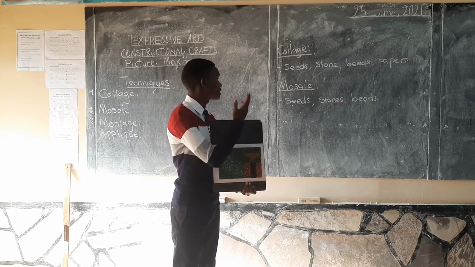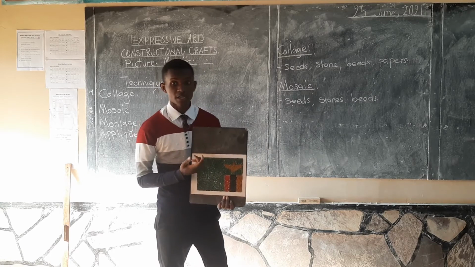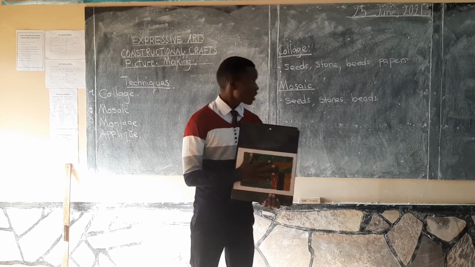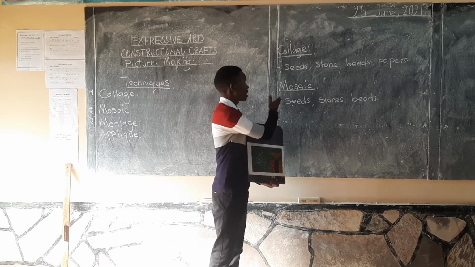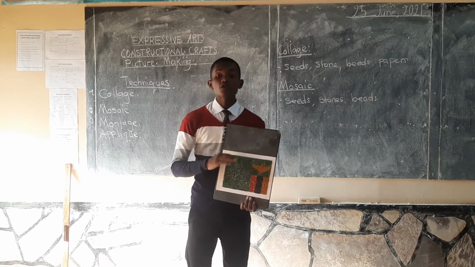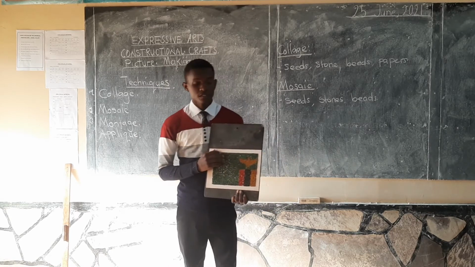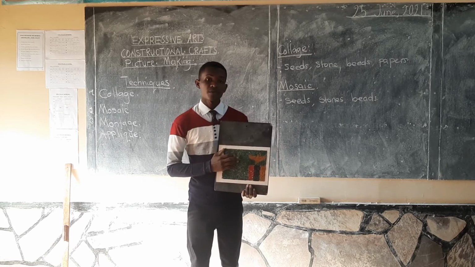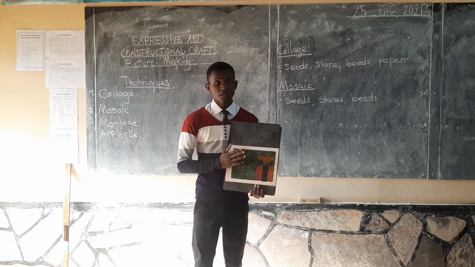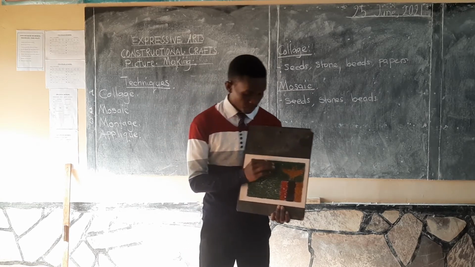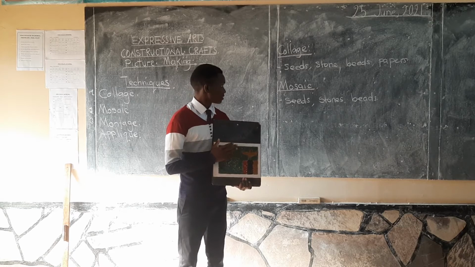You can even use seeds, and the common one is the millet seeds. They are very nice to use and easy. The same procedure that we use when making a collage, you can also use under mosaic, where you draw a picture of what you want to make. For example, I had to draw this flag of Zambia. After drawing, you put glue, then you start sticking these beads according to the drawing that you made.